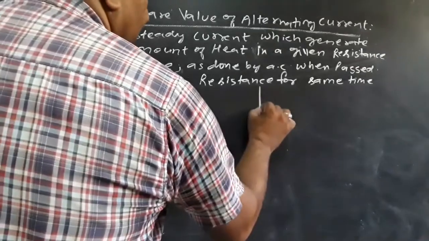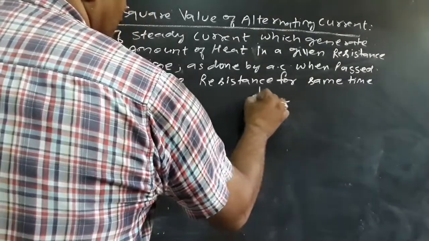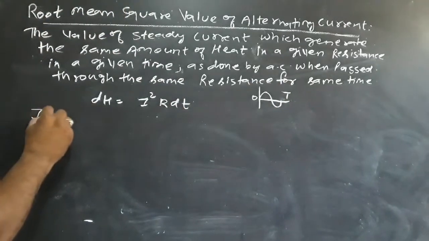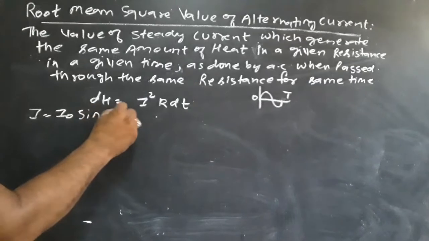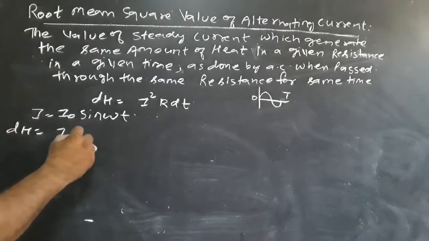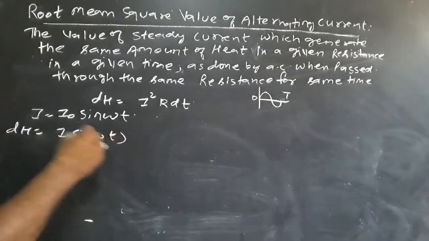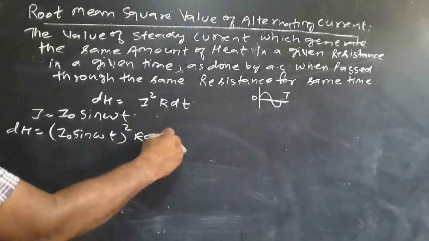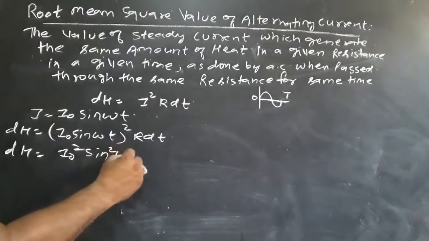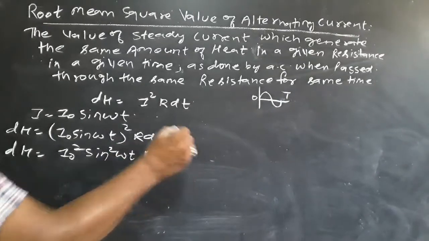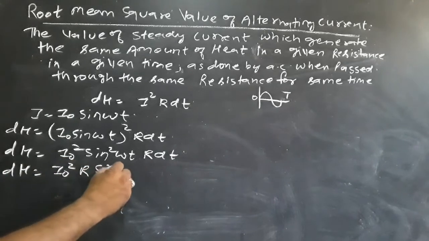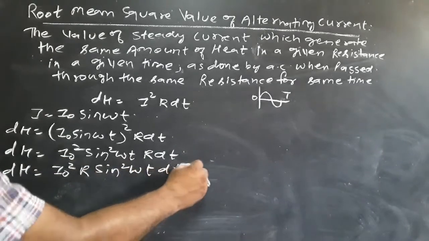Now this is for the complete cycle. For the complete cycle time taken is T. We know I is equal to I naught sin omega t. Put the value of I here. dH is equal to I naught sin omega t whole square R into dt. We can write here I naught square sin square omega t R into dt. We can write here I naught square R sin square omega t into dt.